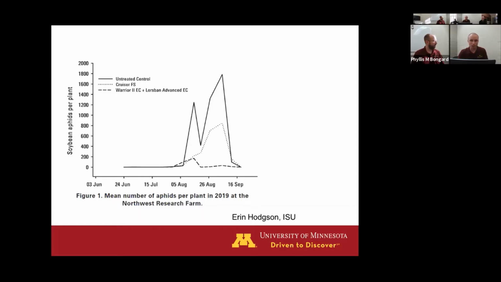In this case, it appears to have delayed that aphid population growth. But if you look at that soybean aphid threshold, 250 aphids per plant, that population still exceeded that level. So in this case, if you were trying to manage soybean aphid using that seed treatment, you probably would have had to make 2 treatments for that pest, right?